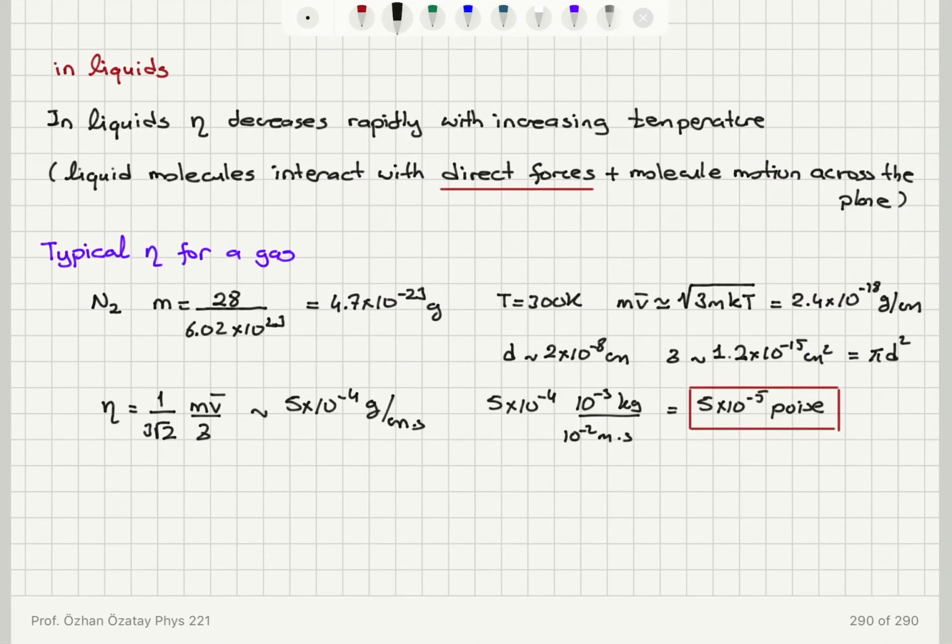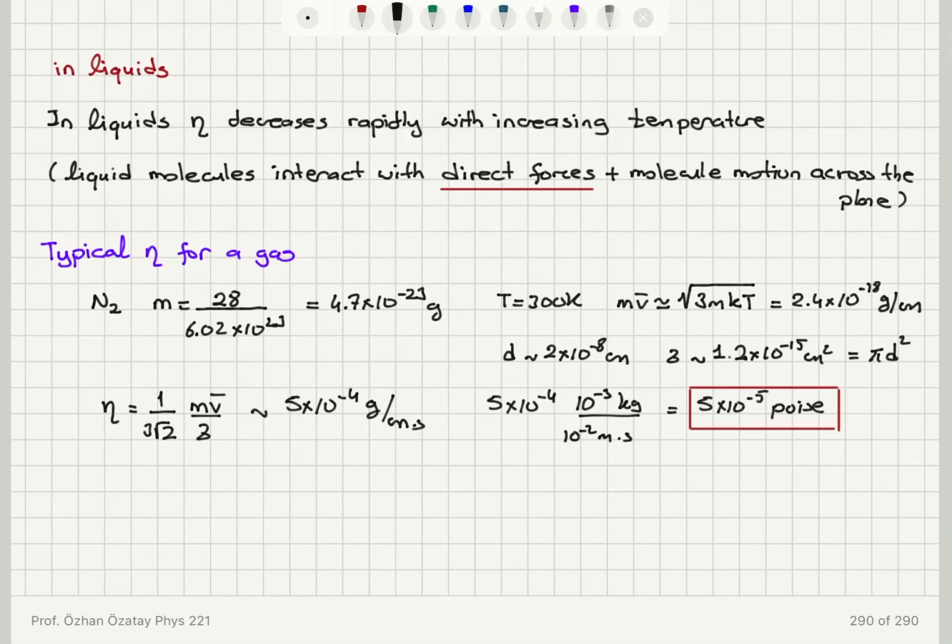In liquids the behavior is different because we have momentum transfer not just by the transfer of molecules, but also through interaction with direct forces, which dominates the process. So in liquids actually the coefficient of viscosity decreases with increasing temperature.